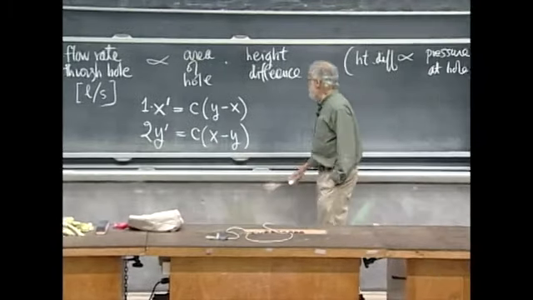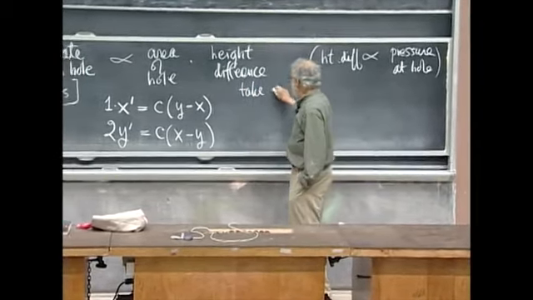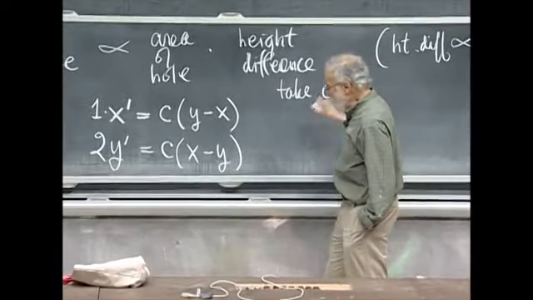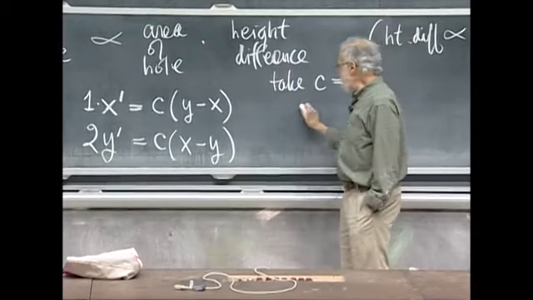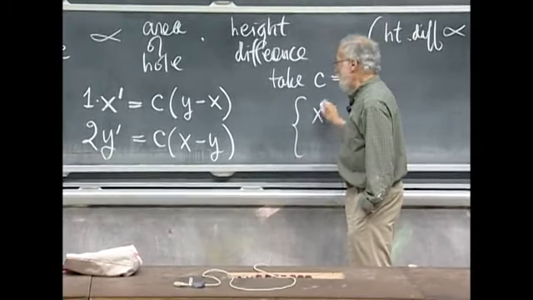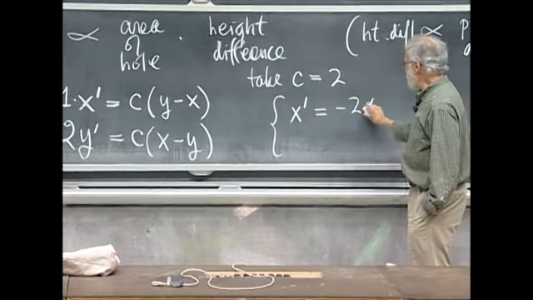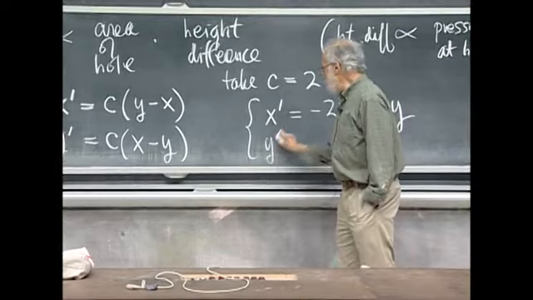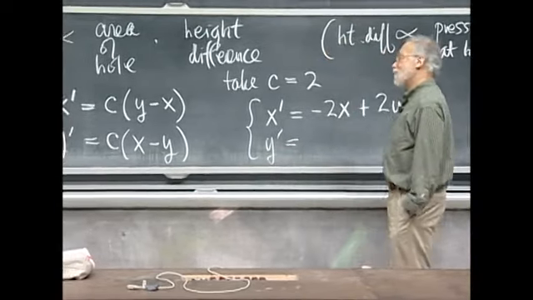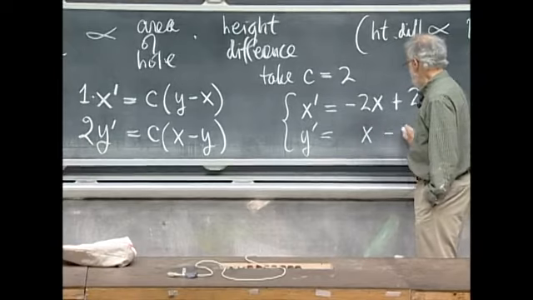So there's the system. In order to use nothing but integers here, I'm going to take c equal to 2, so I don't have to put in halves. So the final system is x prime equals minus 2x. You've got to write them in the right order, right? And y prime equals, the 2's cancel because c is 2, so now it's x minus y.